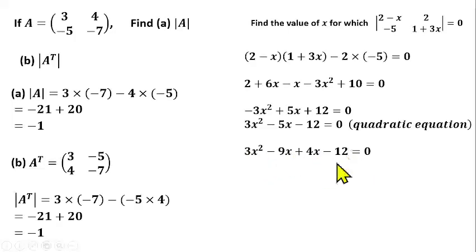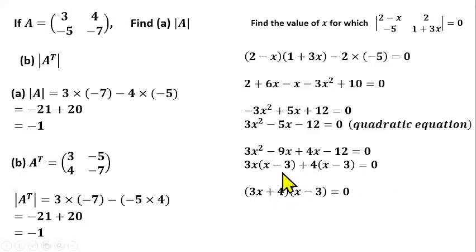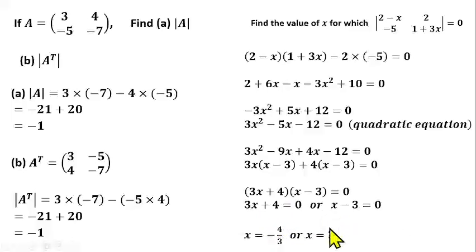Factorize this, factorize this. So 3x is common here. You have 3x into x minus 3 plus 4 is common here. You have 4 into x minus 3 equals to 0. Then bring this and this together. That give us a 3x plus 4. Pick one of the bracket, x minus 3 equals to 0. So that means 3x plus 4 is equal to 0, or x minus 3 equals to 0. So from there you can find our x. x will be equal to minus 4 over 3, or x will be equal to 3 for the value of x that we have to find for this question.